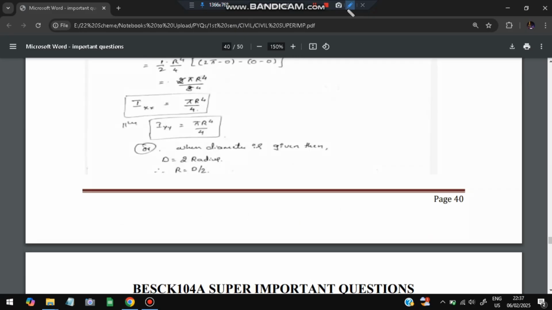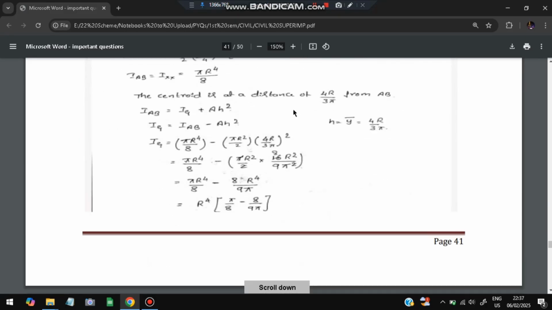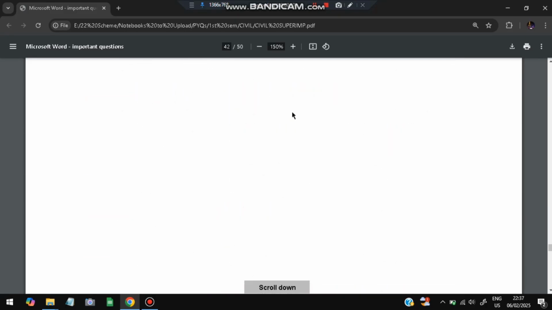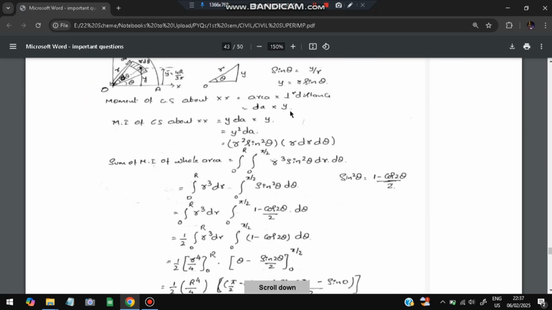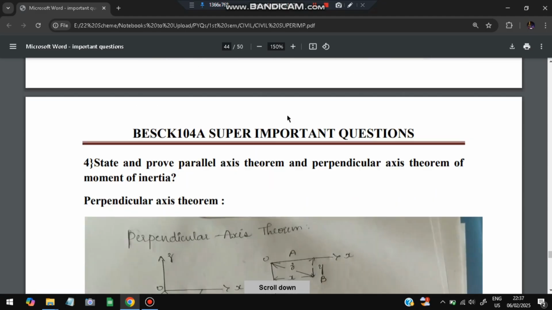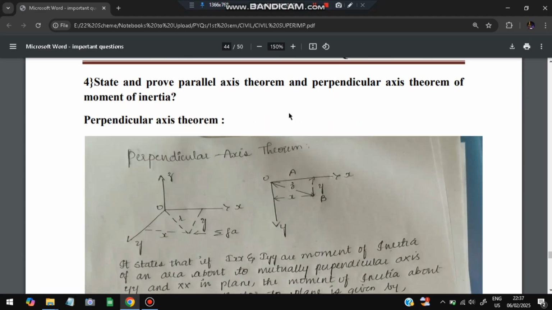You have to learn the derivation also, practice it 3 or 4 times, write it, and remember these formulas as well. This can be asked in the numericals also. This is for the semicircle. You can go through it, and this is for the quarter circle. Everything is the same. If you go through it carefully, you'll be able to understand.